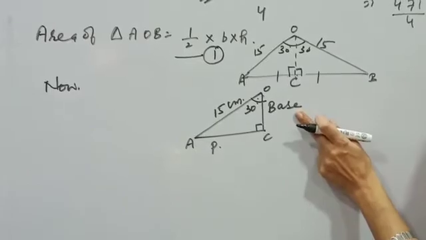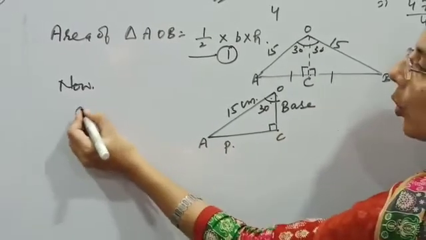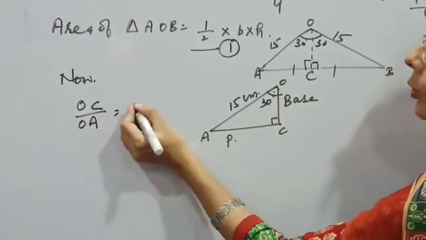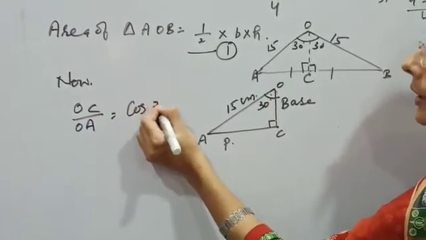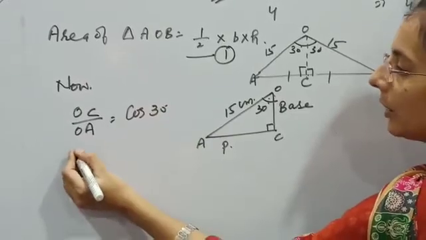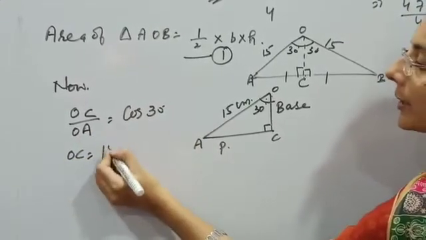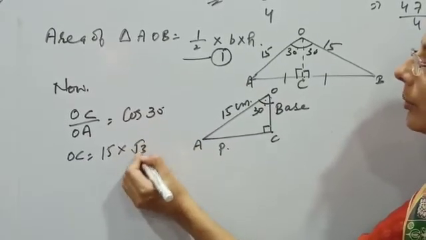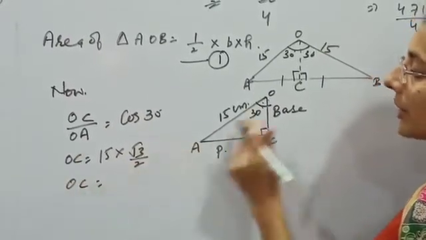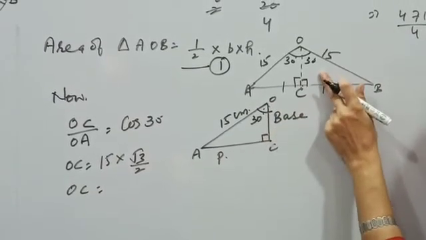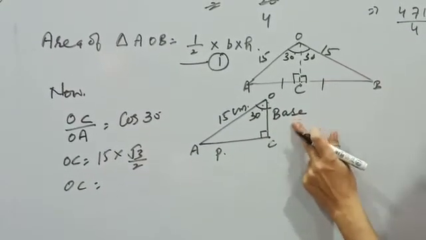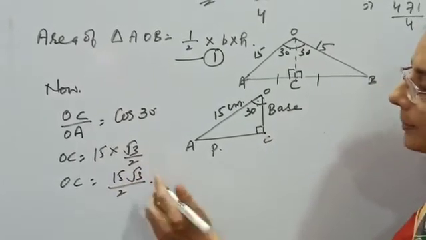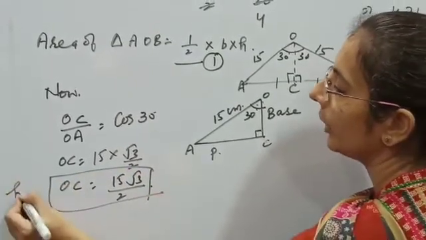By using trigonometric ratios, we can write OC upon hypotenuse OA, which is equal to cos 30 degree. So OC is equal to OA, which is given as 15, multiplied by cos 30, whose value is root 3 by 2. So we can write OC, the perpendicular distance in the triangle, as 15 root 3 by 2. Okay, this is the height of the triangle.